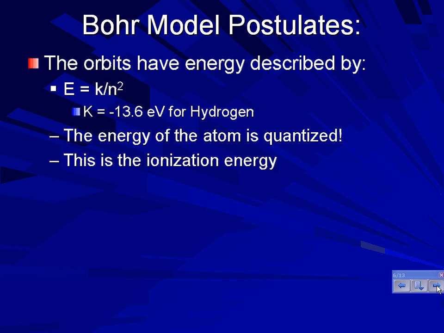And the reason it's negative is because just by convention, when we talk about energy, you need to have a reference point. And remember, with potential energy, we talked about the reference point being infinity. At infinity, you have 0 potential energy. And so when these electrons leave, then they have 0 energy up here at n equals infinity.